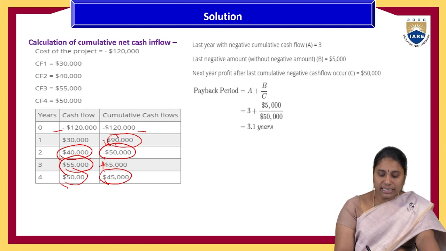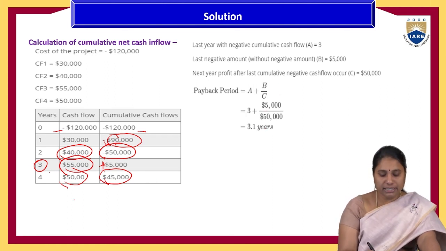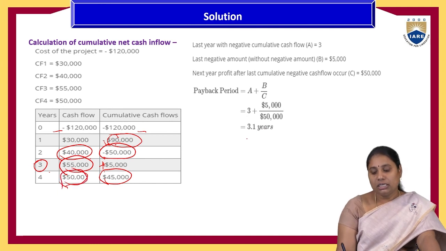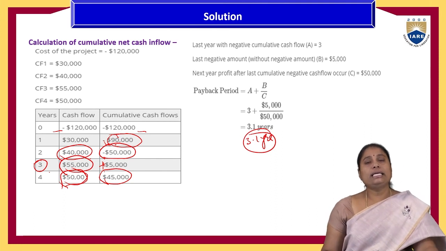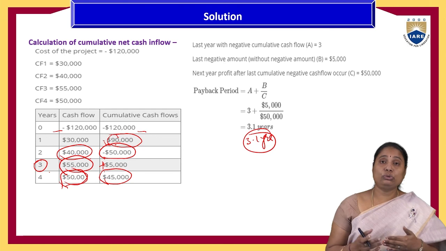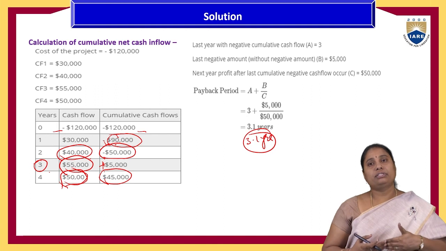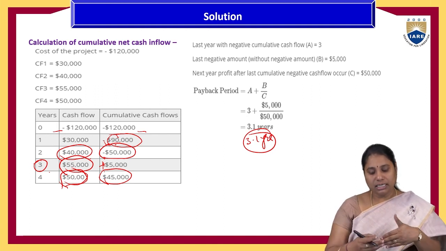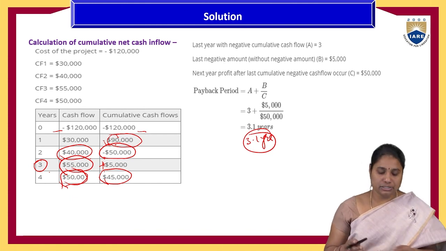So where do we get this positive value? Here. So the payback period is the third year, plus the B value, that is 5,000, divided by the next year's inflow of 50,000, which is 3.1 years. Like this we can use the backtracking method. 90, minus 40 leaves 50, and again with 55 they have to recover 5,000. Like this we can take the negative values into consideration.